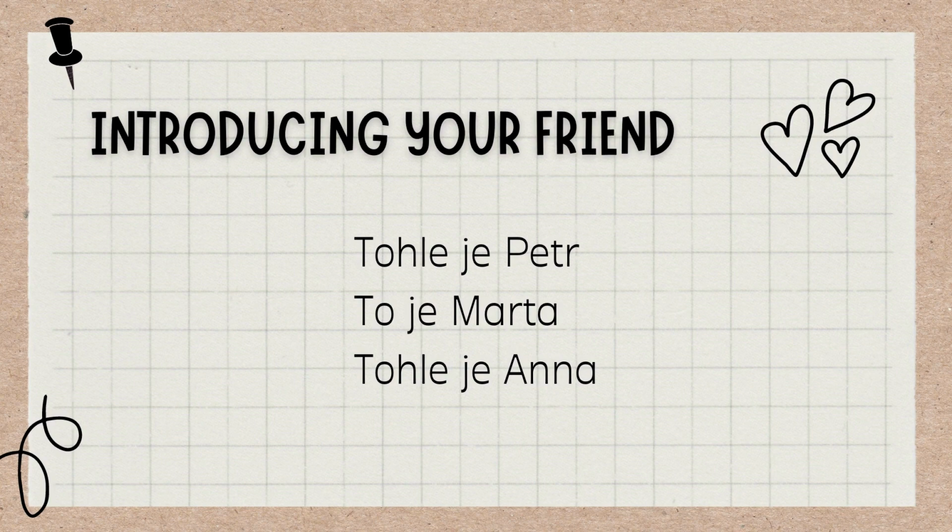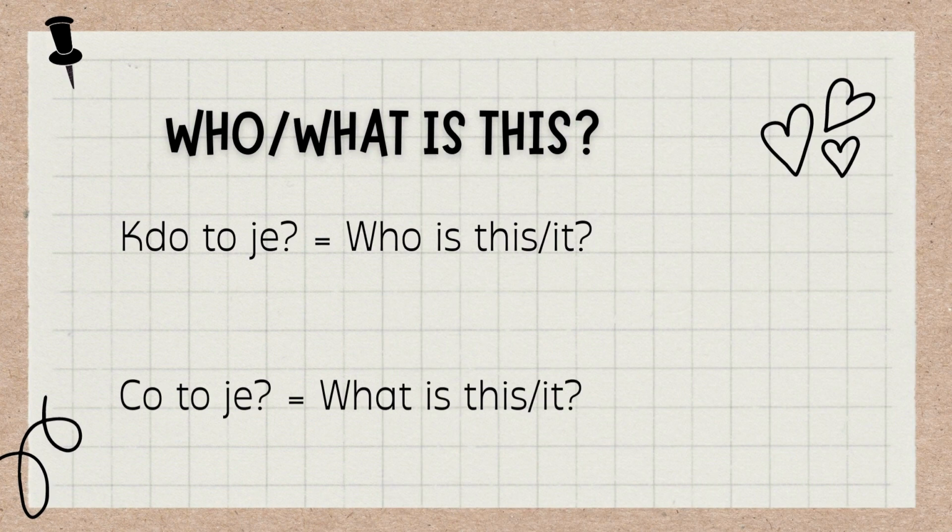And you can also pair this structure with the first vocabulary we learned today. So you can say, for example, this is a doctor. To je doktor. Or this is a student. Tohle je studentka. Unlike the others, to doesn't change based on the gender, so it doesn't really matter what gender of noun you are using. Finally, let's learn how to ask what is this and who is this.